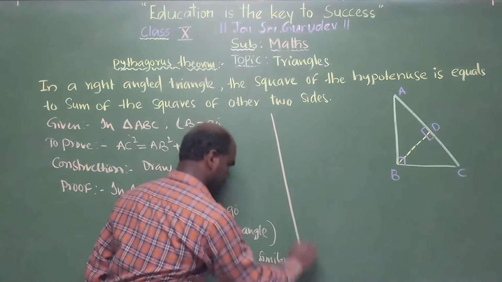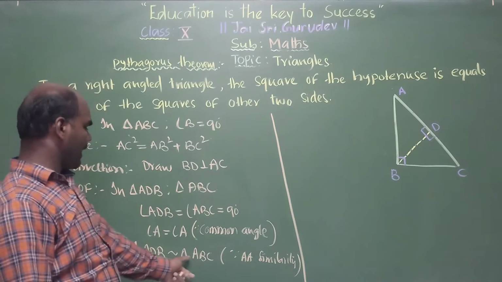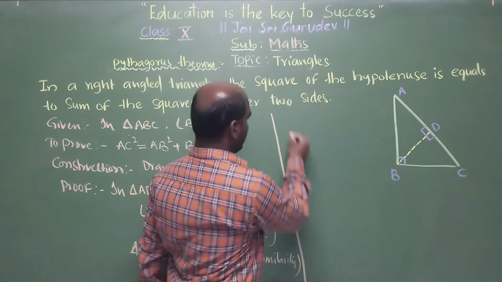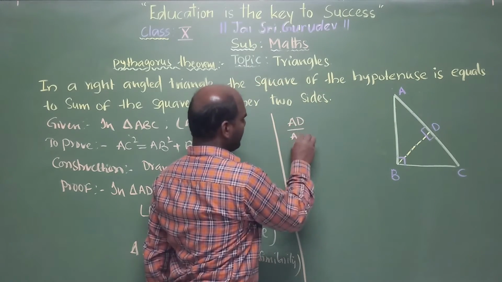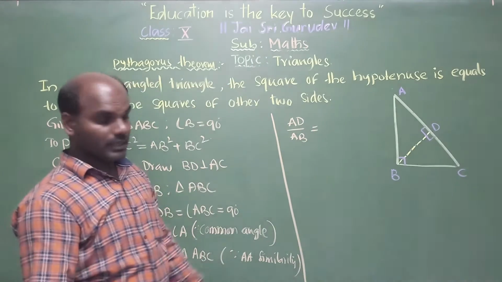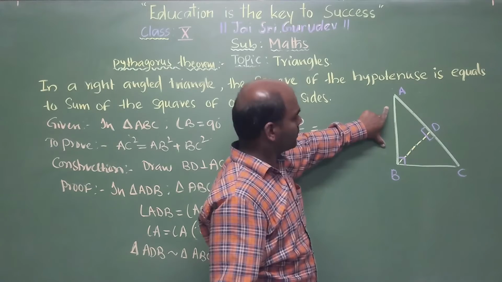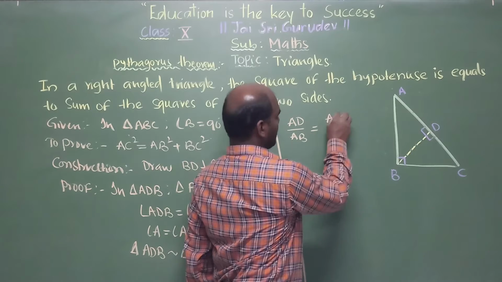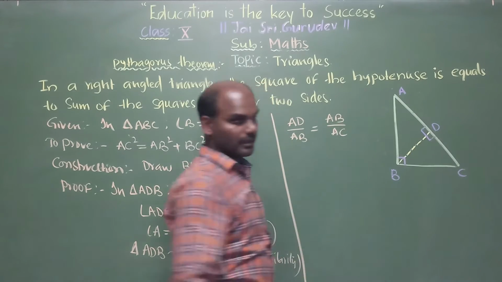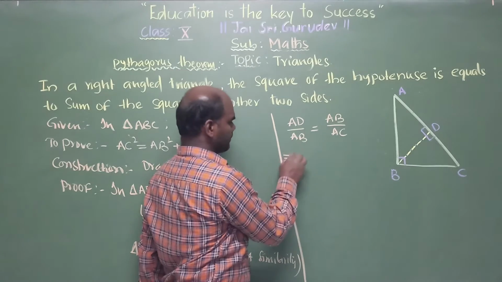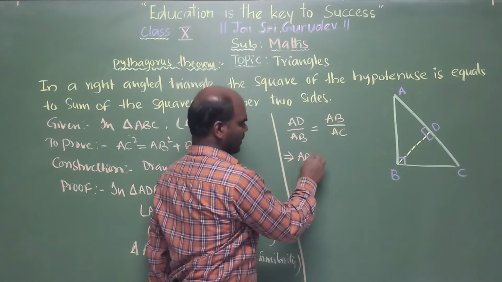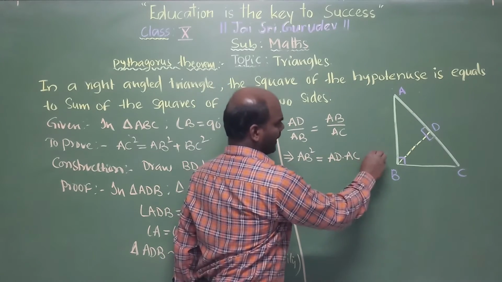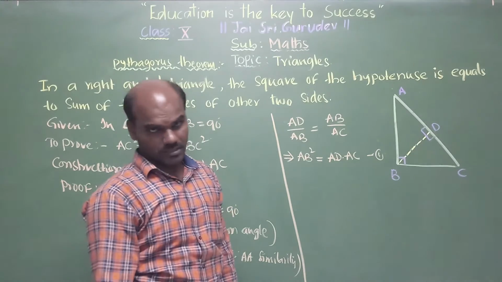So based on that, in ADB and ABC, AD by AB is equal to AB by AC. By taking the cross multiplication, AB into AB, AB square is equal to AD into AC. Okay, this is equation 1 that you have to consider.